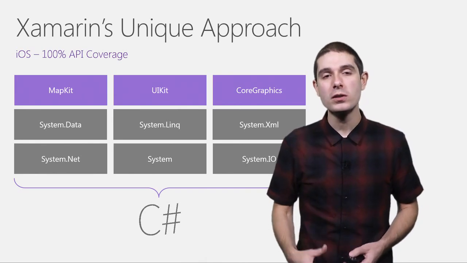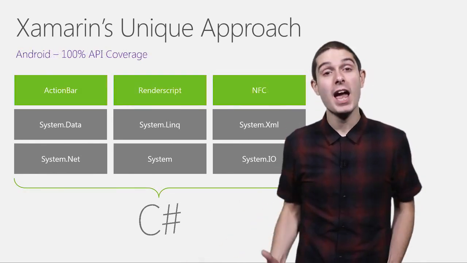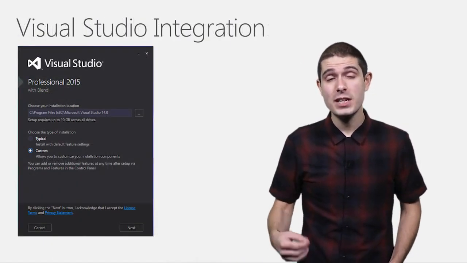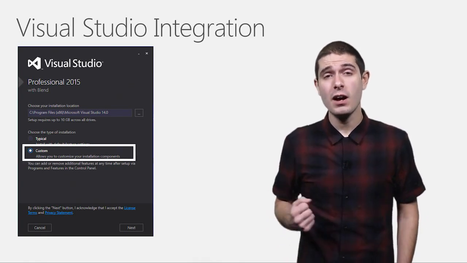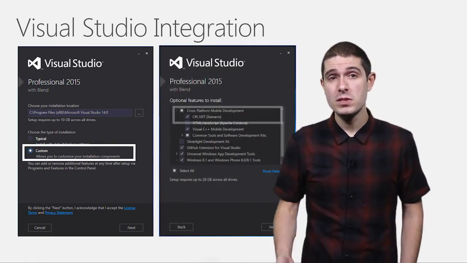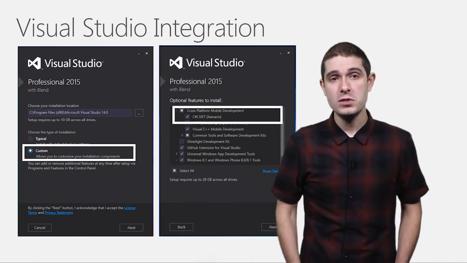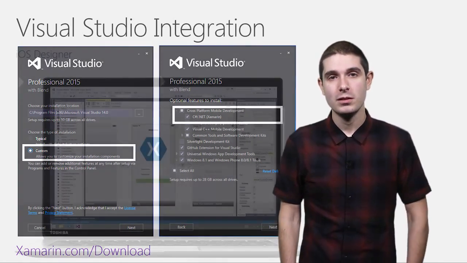So everything that you know and love of C#, but accessing native iOS and of course Android APIs. Now it's never been easier to get started with Xamarin. When you install Visual Studio 2015, simply select Custom, and then on the next screen, select Xamarin. You're good to go. Now if you've already installed Visual Studio, simply go to xamarin.com/download for our full universal installer.